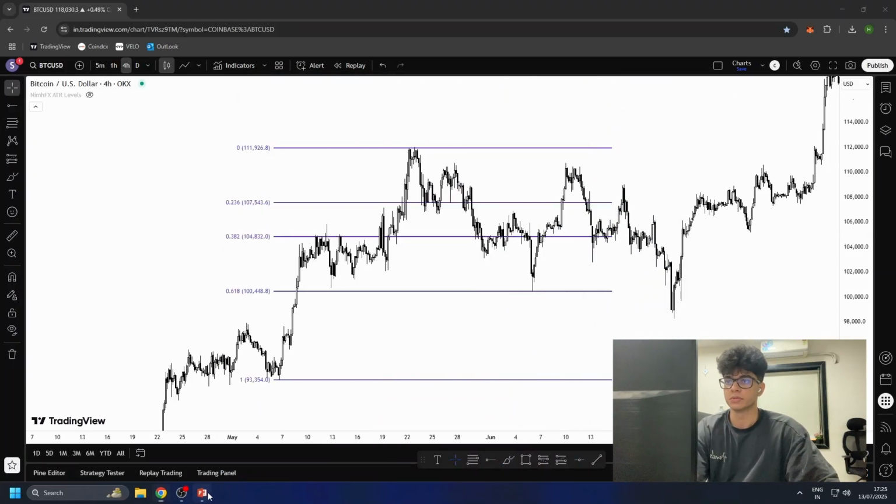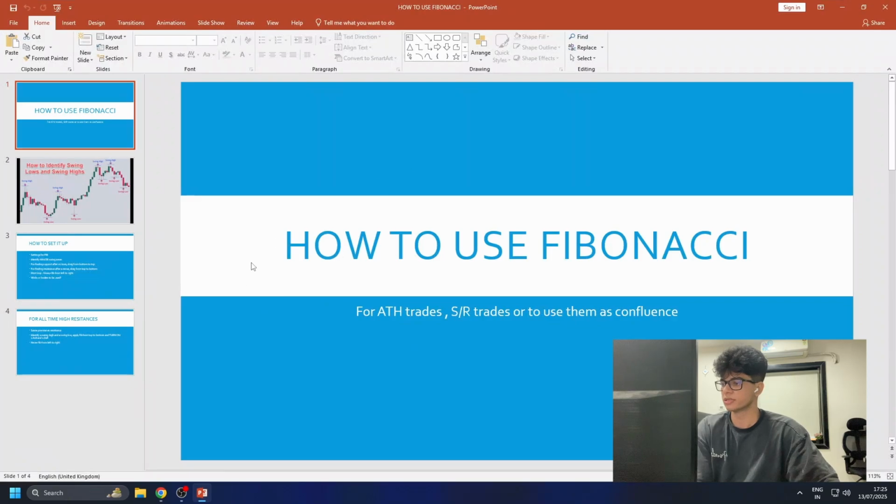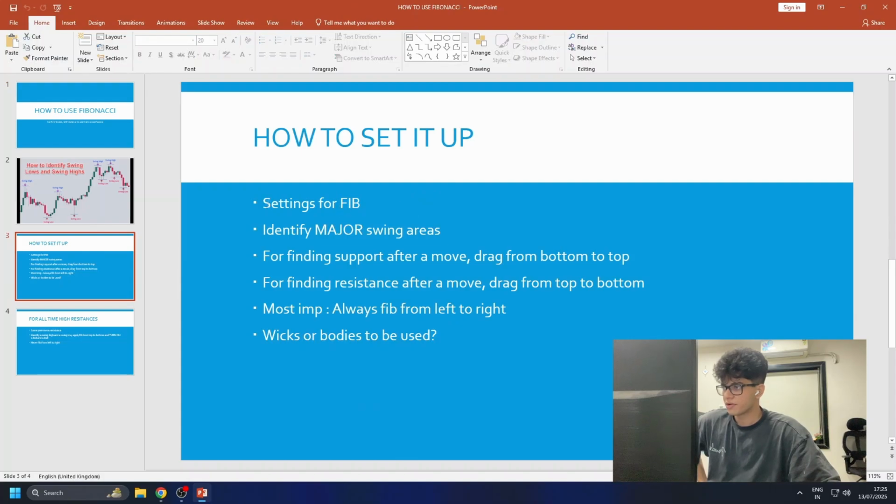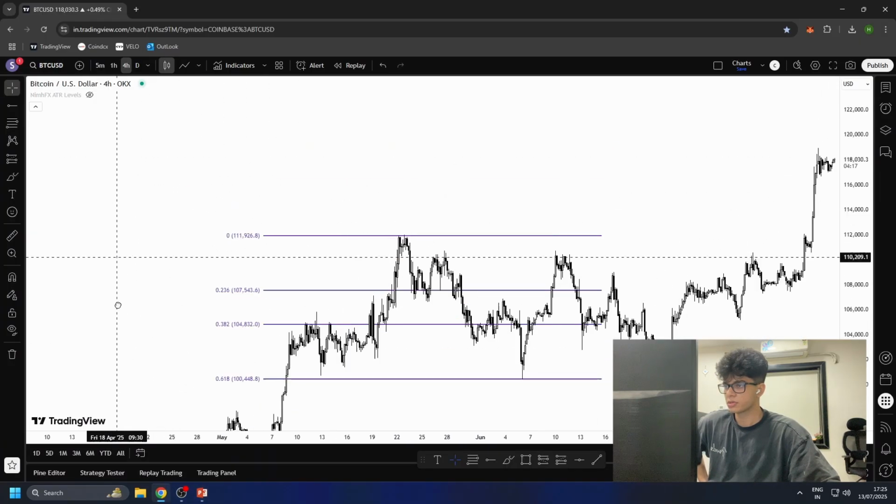So what's up guys, today we're going to be looking at Fibonacci levels. So how to use Fibonacci for all-time high trades, support resistance trades, or just to use them as confluence. So first what we have to do is settings for Fib. Okay, let's get to the settings.